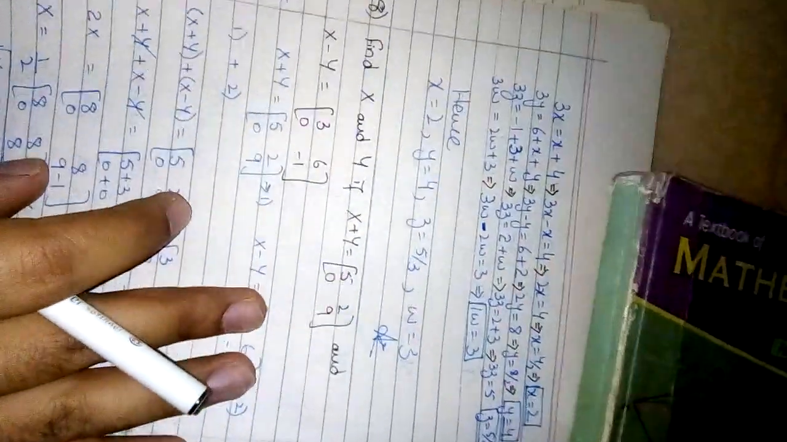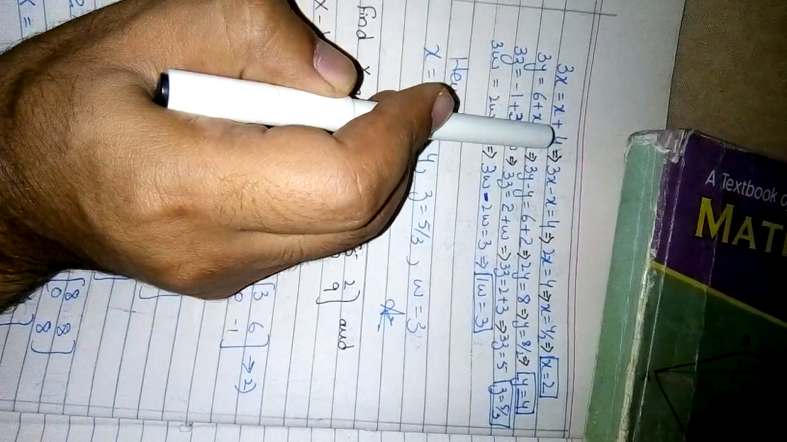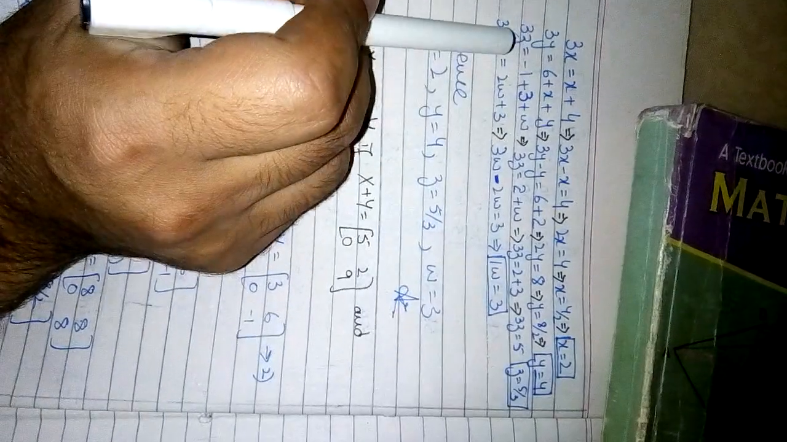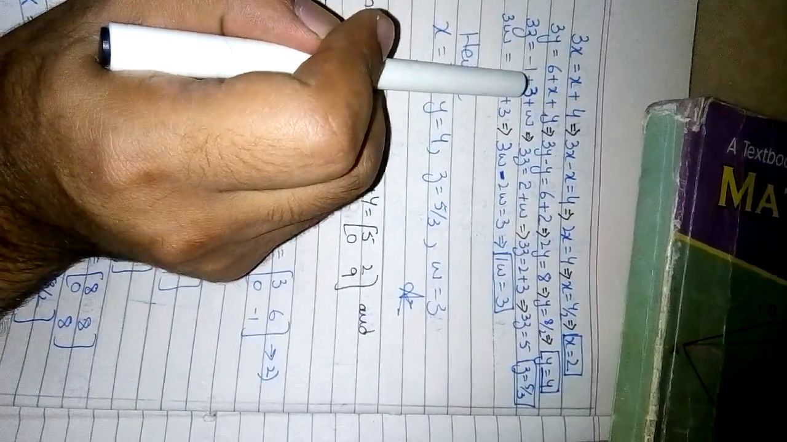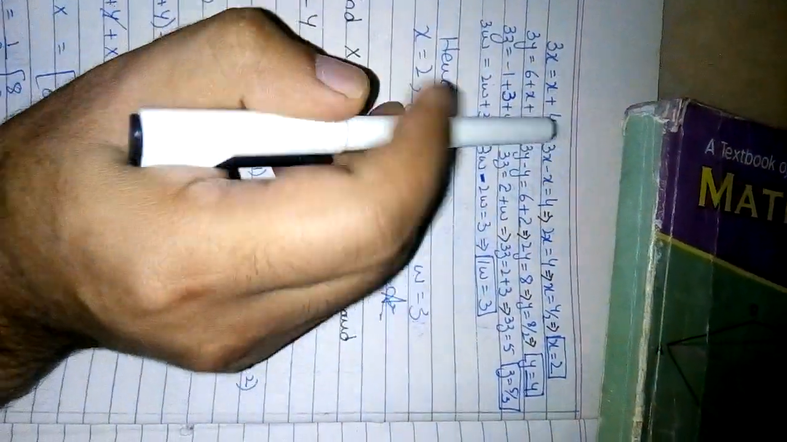So if you look here, the first element is 3x, this will be equal to x plus 4. Second element, 3y equals 6 plus x plus y. 3z equals negative 1 plus 3 plus w. 3w equals 2w plus 3.